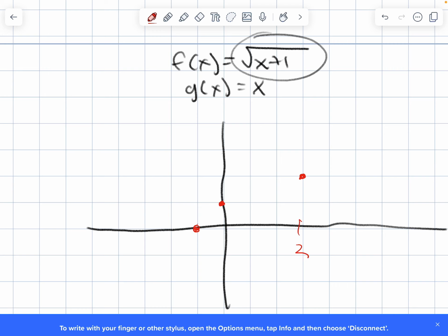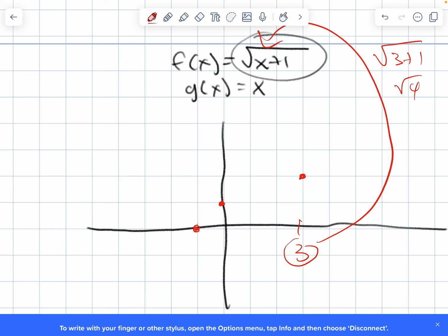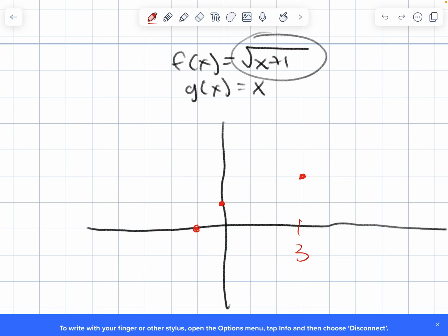For example, if I plug a 3 into this equation, then I end up with the square root of 3 plus 1. The square root of 3 plus 1 is 4, the square root of that is 2, and so I end up with a 2. So I put a 3 into the equation, and I got a 2 out of the equation. So I have the point 3, 2. You can check each of those points, and I suggest you do. Try, for example, plugging in a 0 into the equation, and you should get a 1 out of it. Plug a negative 1 in, you should get a 0 out of it. So we have this equation, and we're going to graph it like that.